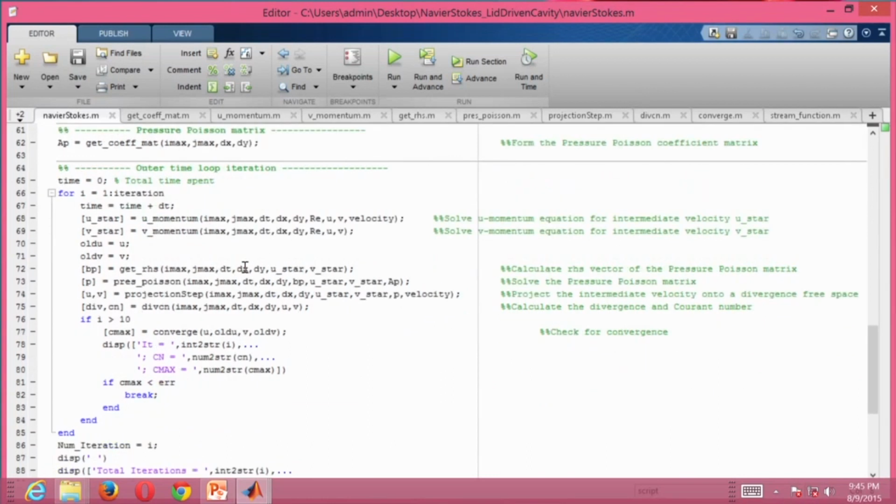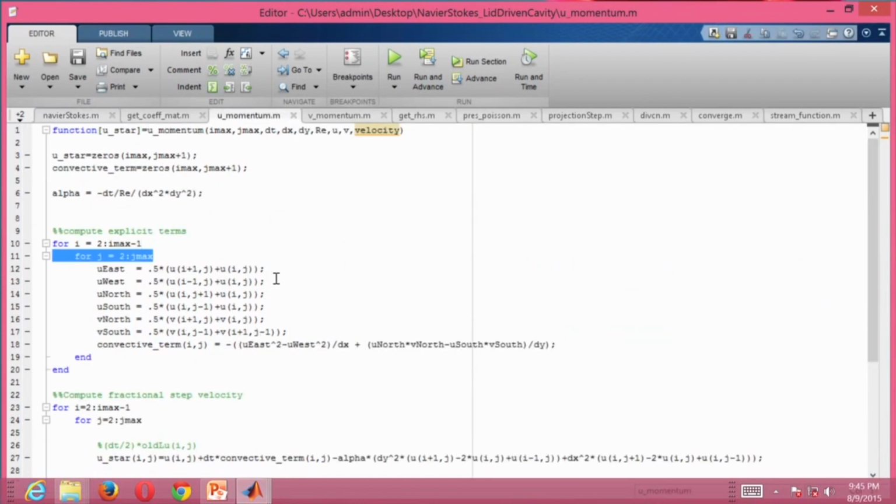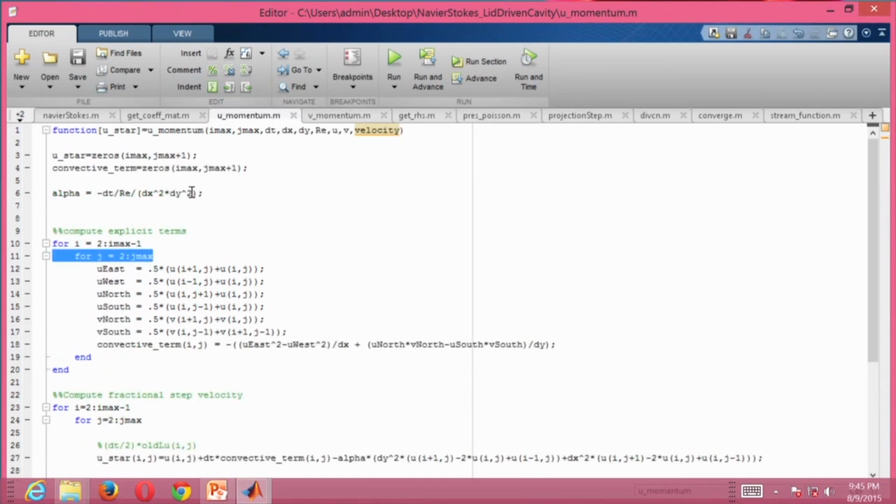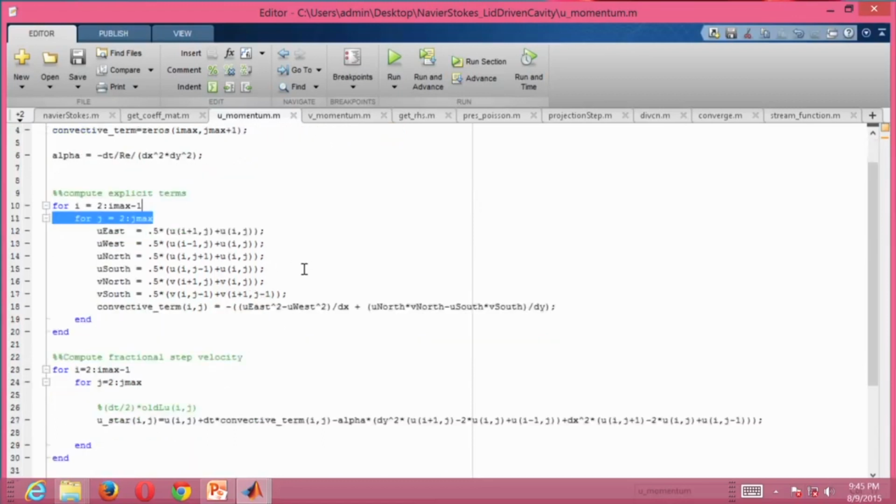Now comes the outer loop. So, we have u star, u momentum, and that is given in detail in this particular function. We have seen all this in detail. Convective term again initialized, alpha is a common factor that is also defined. Then we calculate the convection term, u at different locations, and that is what is shown here: u east, u west, u north, u south, similarly v north and v south. Finally, you calculate the convective term.